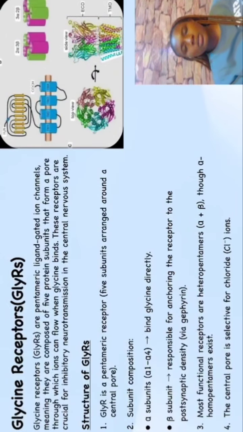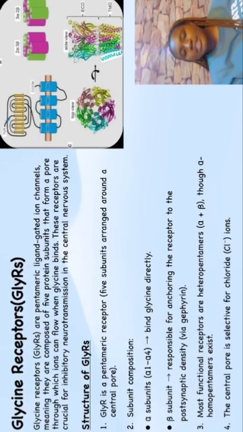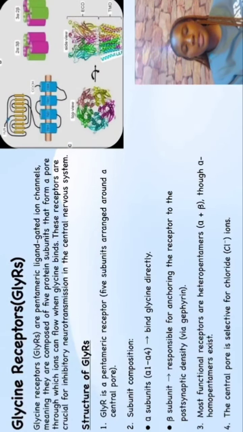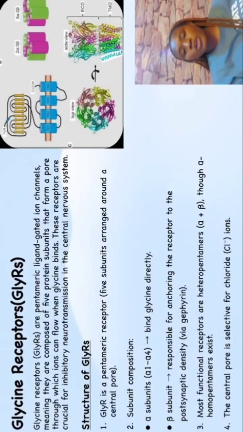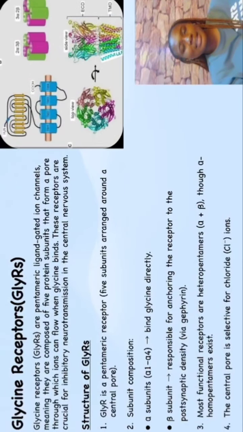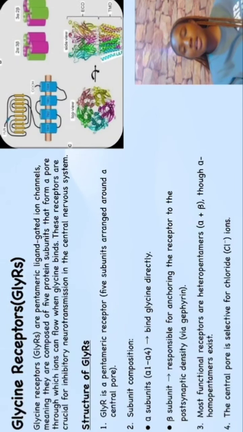I'll be presenting on glycine receptor, that is the GlyR. So now, what are glycine receptors? Glycine receptors are pentameric ligand-gated ion channels, meaning they are composed of 5 protein subunits that form a pore through which ions flow when glycine binds. These receptors are also crucial for inhibitory neurotransmission in the central nervous system.